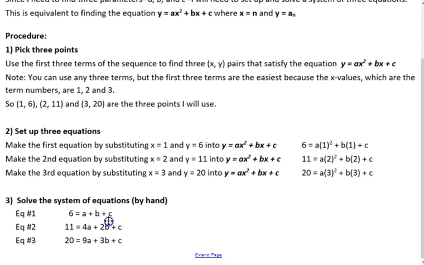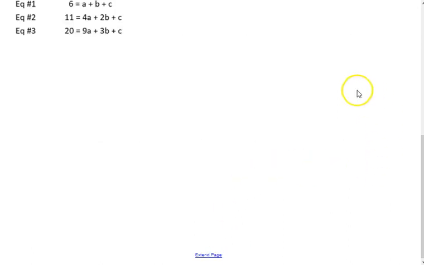6 equals a plus b plus c, 11 is 4a plus 2b plus c, 20 is 9a plus 3b plus c. If I use the 4th point, this would be 16a plus 4b plus c, but I don't need that. I just thought I'd show you the pattern. Okay, so now how do I go about solving this?